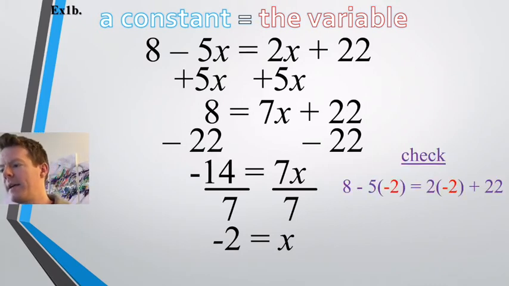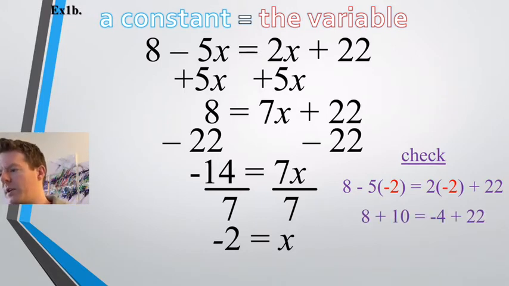And if I check that, I can check the math. Negative 5 times negative 2 is 10, and 2 times negative 2 is 4, or negative 4, sorry. And so 8 plus 10 is 18, and negative 4 plus 22 is 18. So guess what? Checks out.